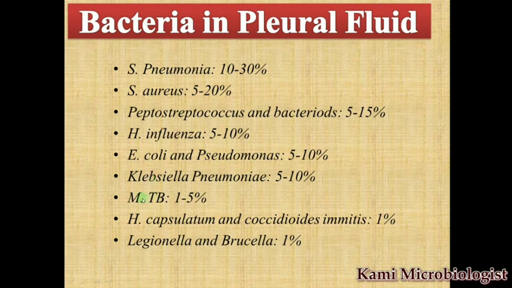Okay, Mycobacterium tuberculosis is actually a ZN bacterium, or we can say an acid-fast bacterium, and it is also gram-positive. It is also a rod shape. Then we have Legionella and Brucella. Legionella is a gram-negative rod and Brucella is a gram-negative coccobacillus. So these are the shapes and the percentages of the bacteria, and these are the main conditions in which bacteria can be present in pleural fluid.